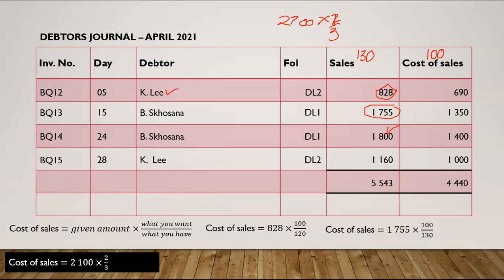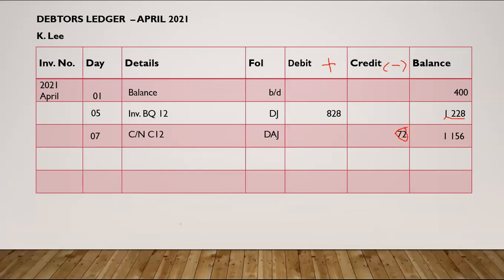I'm going to record that under Kylie's debtors ledger account. When I record it there, I'll have the 28th, then invoice BQ15, DJ under folio on the debit side. It's 1,116 and the balance will be 2,316. Okay, let's go to the 29th.